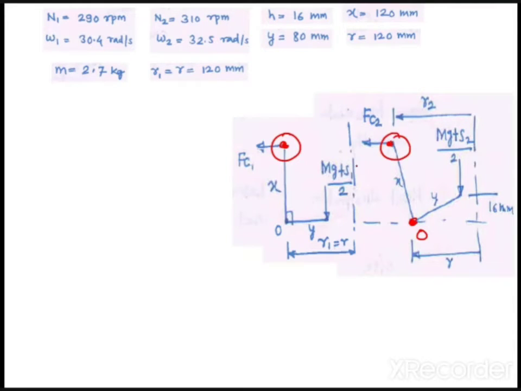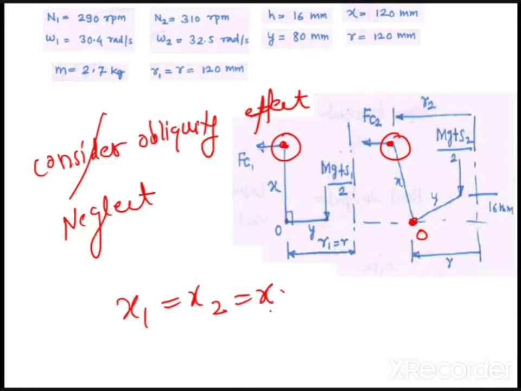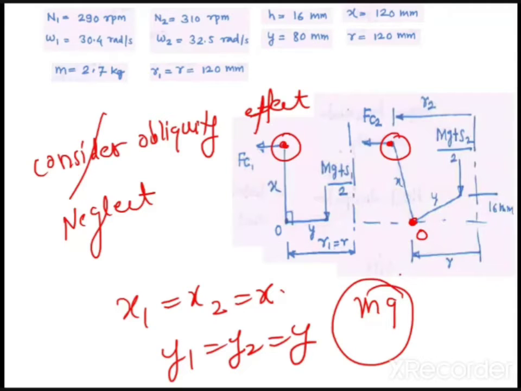Now guys, in the problem, very, very important: they haven't mentioned to consider the obliquity effect. So what I will do, I will neglect it. And when you are neglecting the obliquity effect, x1 will be equal to x2 equal to x, and y1 will be equal to y2 equal to y. And we are not considering the mg. We are also neglecting this, mg equal to 0.